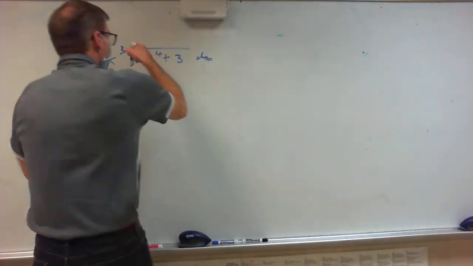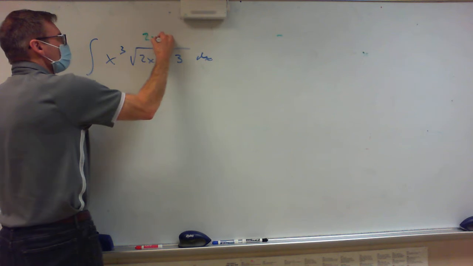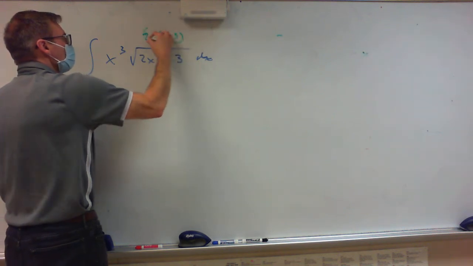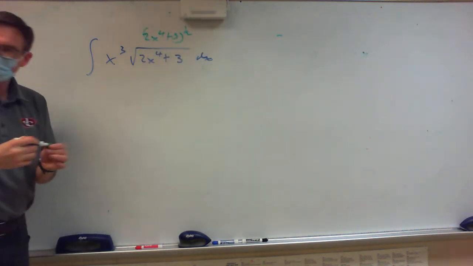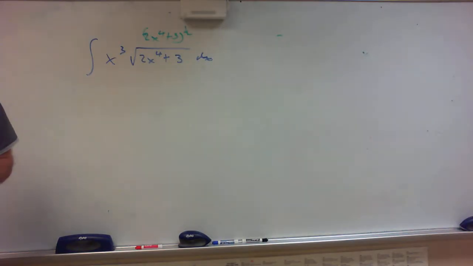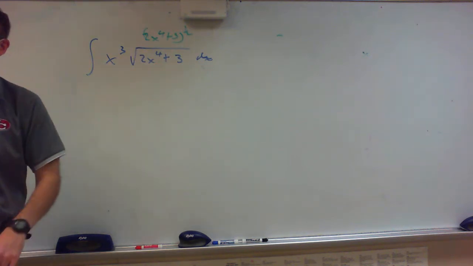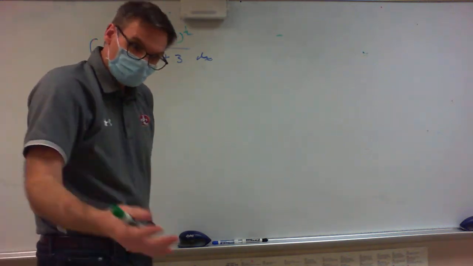We look at this and I see 2x to the fourth plus 3, to the 1/2. So what's your guess going to be? 2x to the 4th plus 3, to the 3/2. Perfect. Do it. Take the derivative and then fix it.